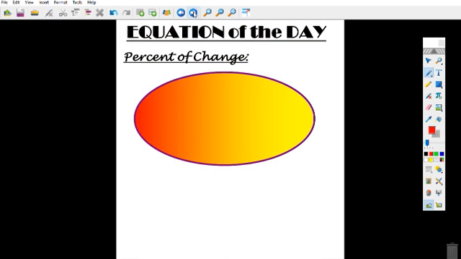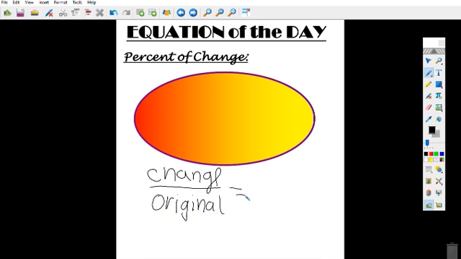Okay, our equation of the day, percent of change. All right? Write this down. You take your change over the original equals R, that's your rate, over 100. Okay, change divided by original equals R divided by 100. Now let's see how we're going to use this.